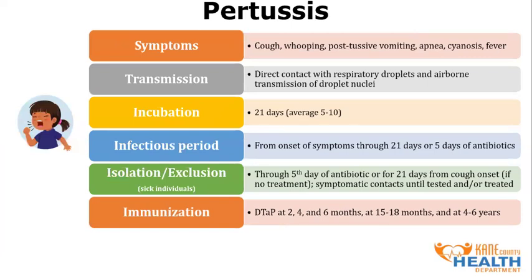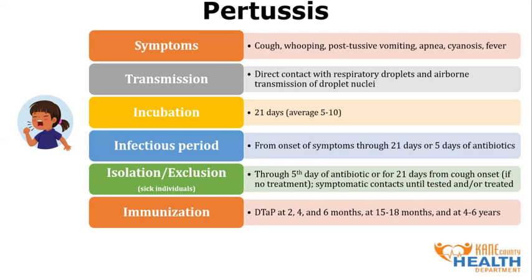Common symptoms of pertussis, otherwise known as whooping cough, are cough, including coughing fits, whooping sound, post-tussive vomiting, apnea, which is basically temporary pauses in breathing, cyanosis, which is a blue or grayish color of the skin caused by a lack of oxygen in the blood, and fever. It is transmitted through direct contact with respiratory droplets or airborne transmission of droplet nuclei. On average, it takes about 5 to 10 days for symptoms to develop after being exposed, and max 21 days.